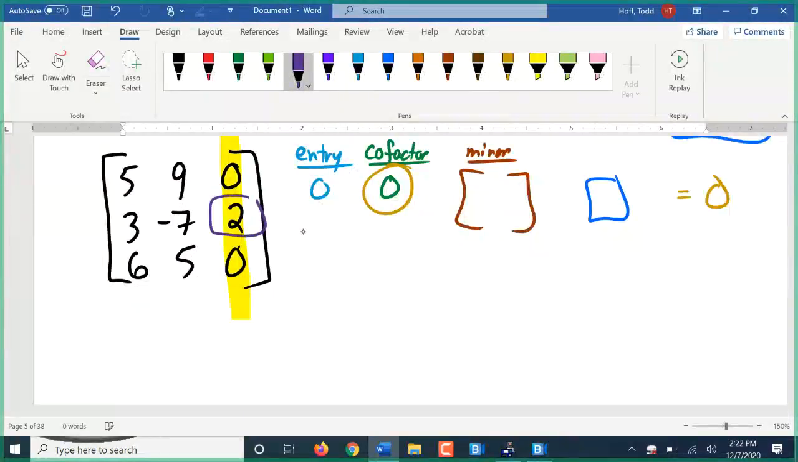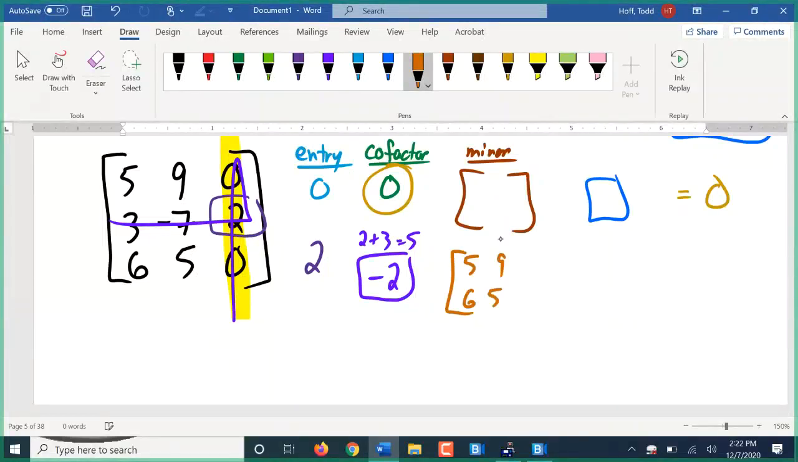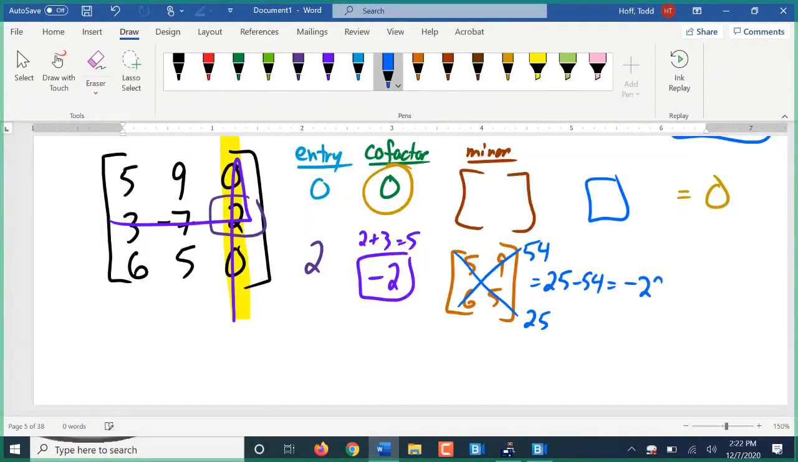We have this entry of 2. That is in row 2, column 3. That is 5, which is odd, which means that cofactor is negative 1 times the entry. That's a negative 2. It's partial, and we take out its row and column, or sorry, its minor. We take out its row and column, we get 5, 9, 6, 5. So 5 times 5 is 25. 6 times 9 is 54. 25 minus 54 is a negative 29. We multiply, negative 2 times a negative 29 is a positive 58.